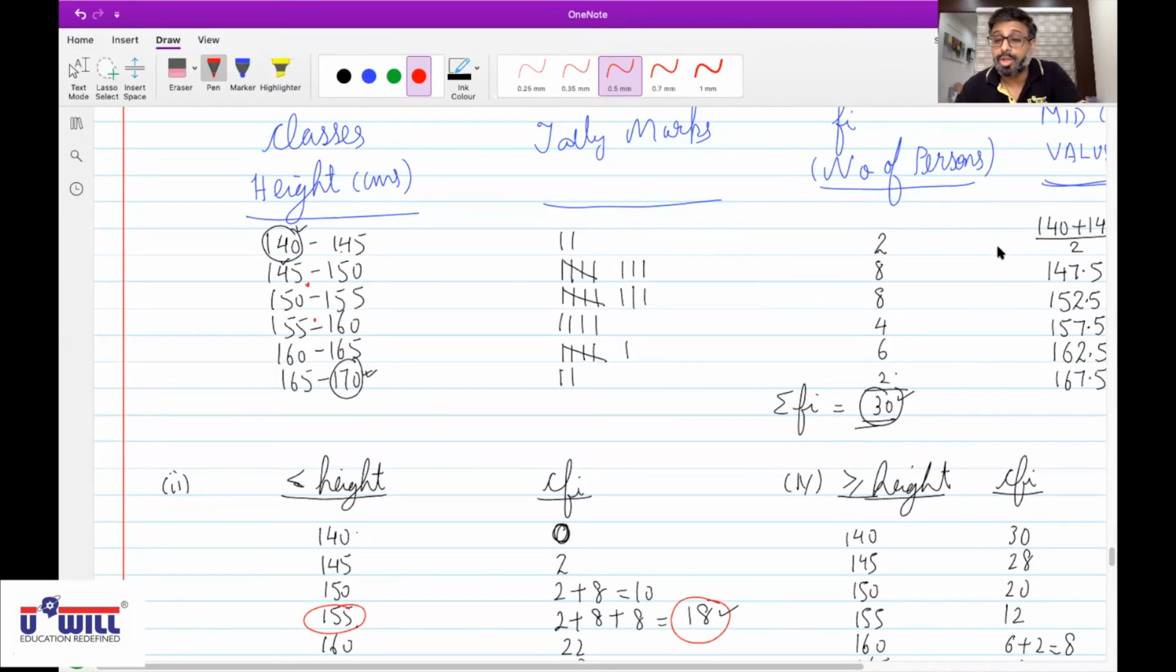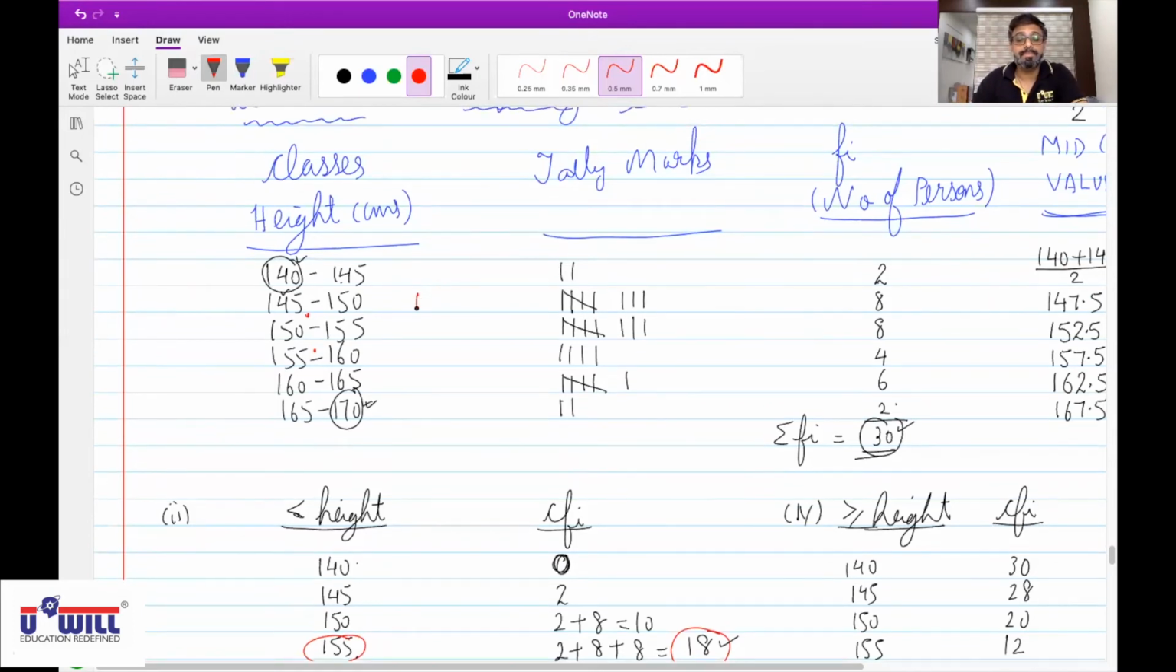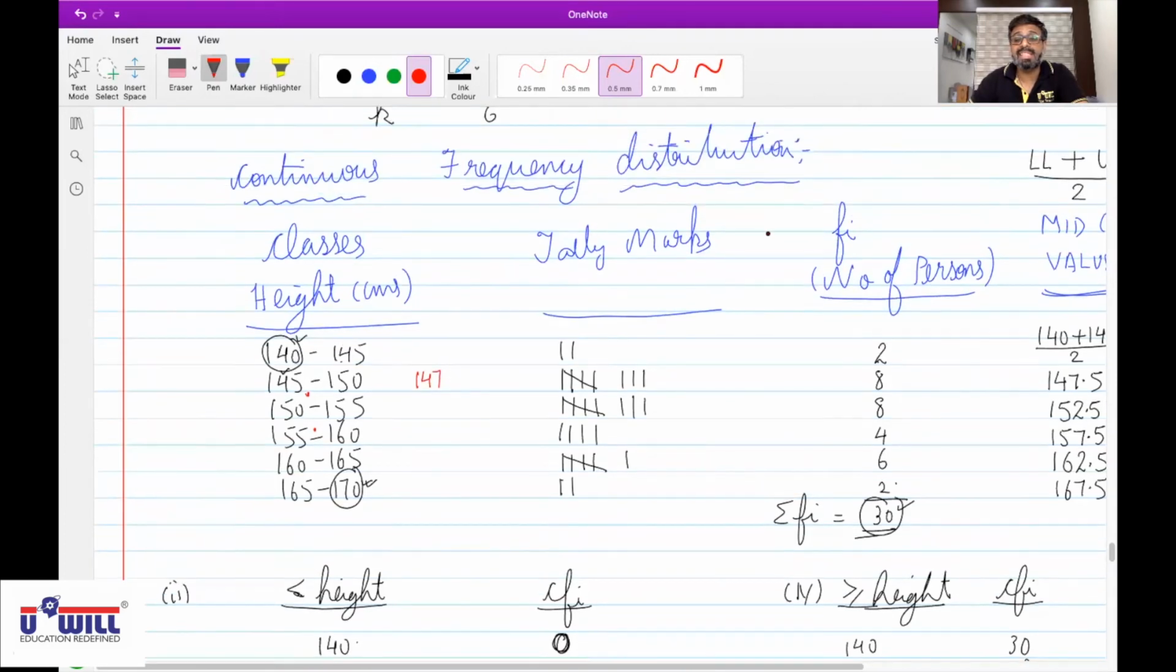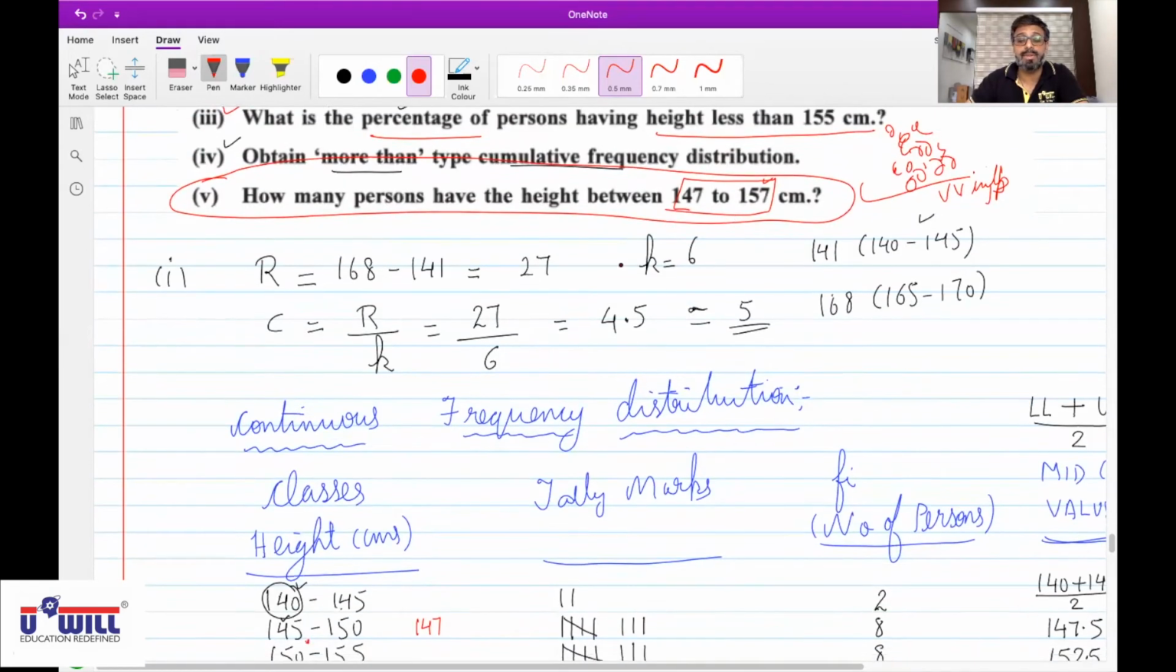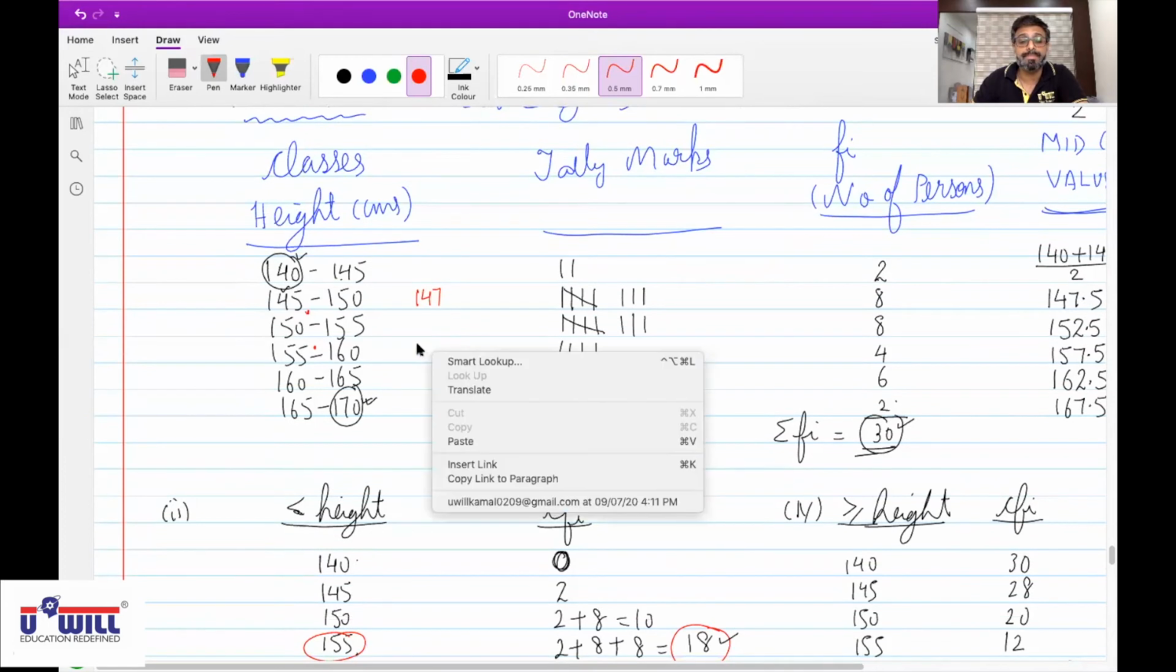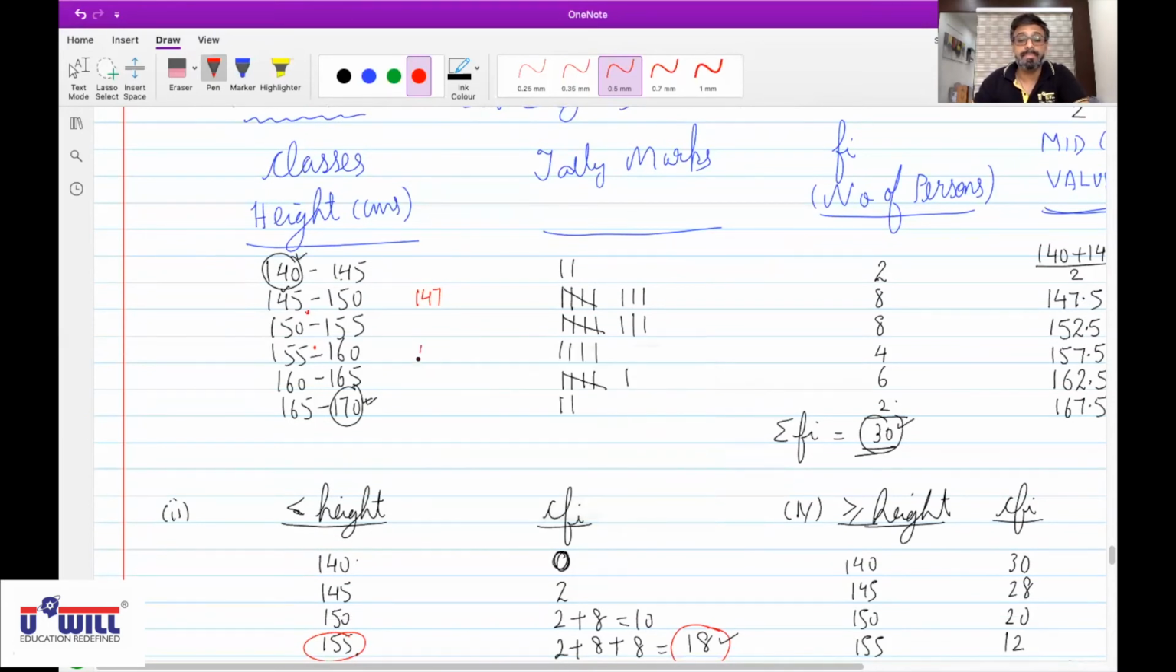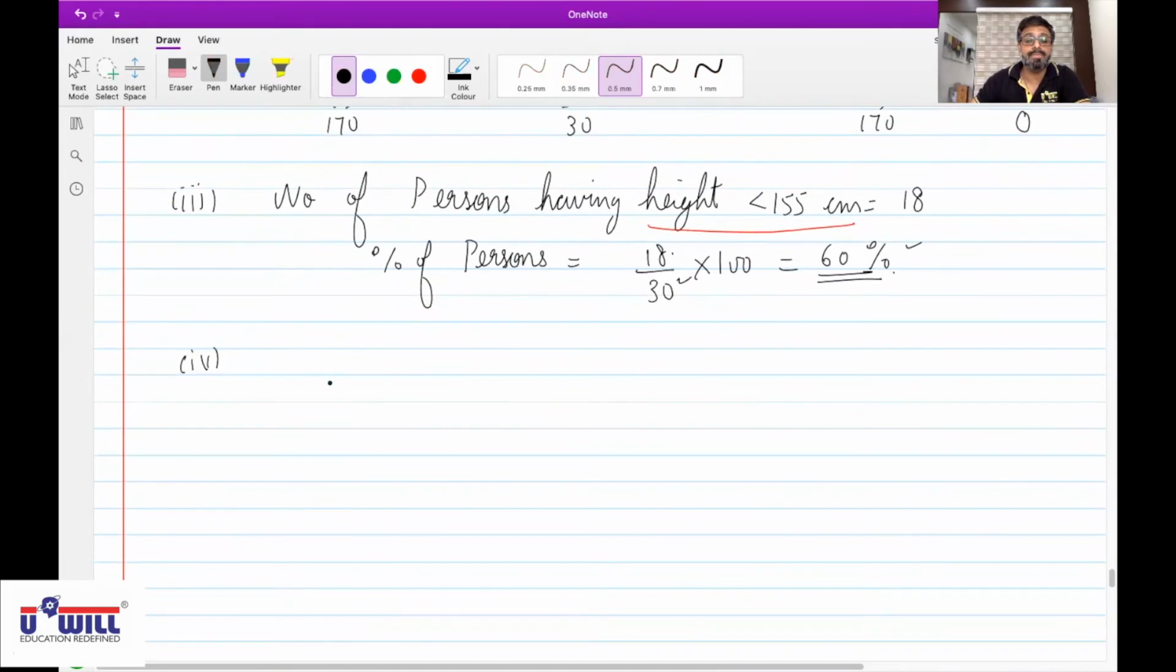Dhruv Upadhyay, unmute yourself. 147 will belong to which class? 145 to 150. And 157, that is the next observation, will belong to which class? 155 to 160. Okay. So we have to take these classes, 145 onwards till 160. Everyone write this down.